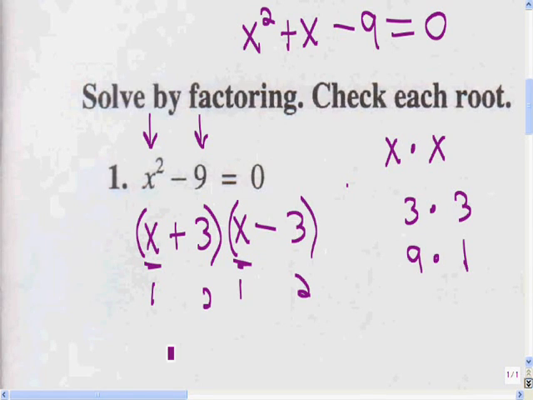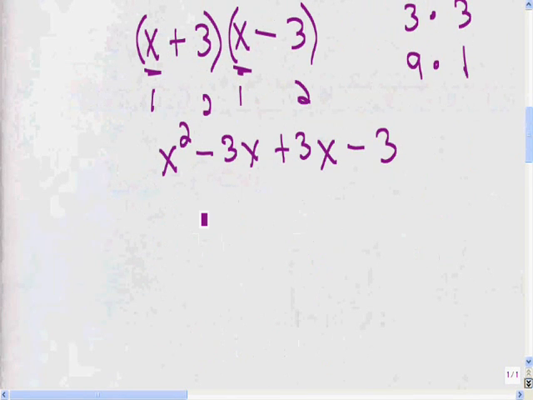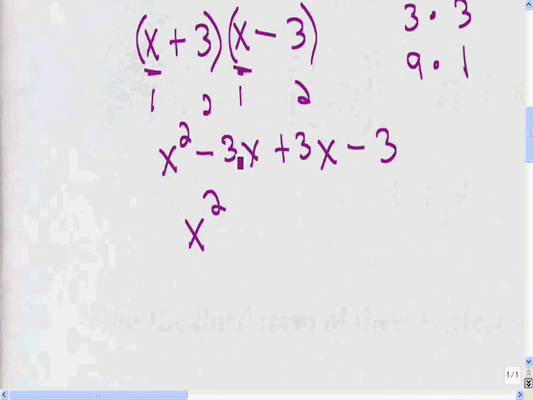X times x equals x squared. X times negative 3 gives me negative 3x. 3 times x gives me positive 3x. And positive 3 times a negative 3 gives me a negative 9. Now if I work this out, what I get is x squared, and negative 3x plus 3x cancel out, because negative 3x plus 3x equals 0, and what I'm left with is negative 9.